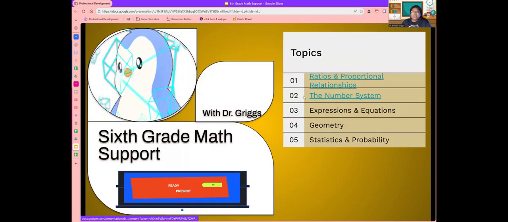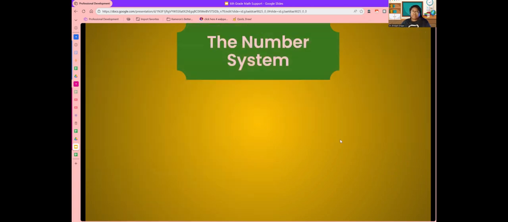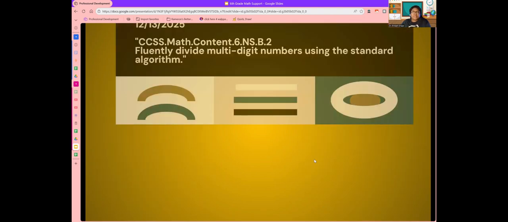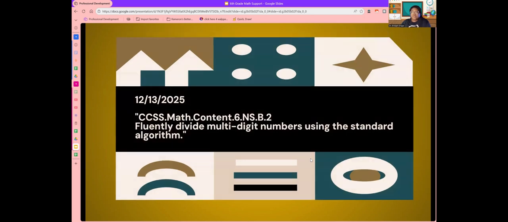We will now be working with the number system. This topic has 13 objectives. We are now on the objective for today. Today's objective is to fluently divide multi-digit numbers using the standard algorithm. So that's pretty much dealing with long division. So let's look at an example problem.